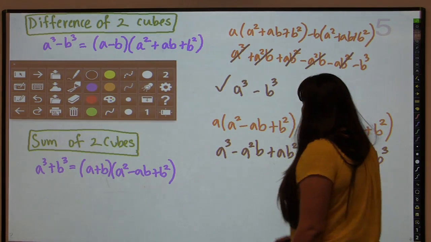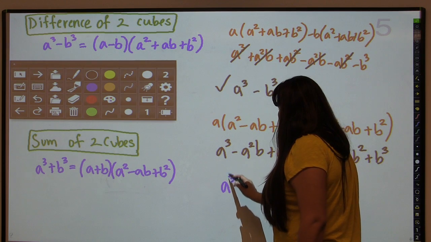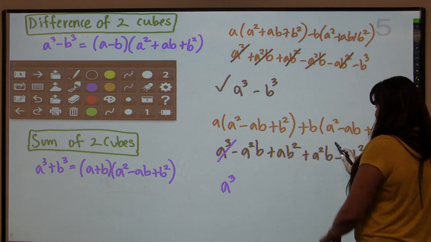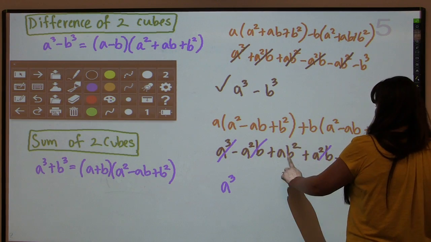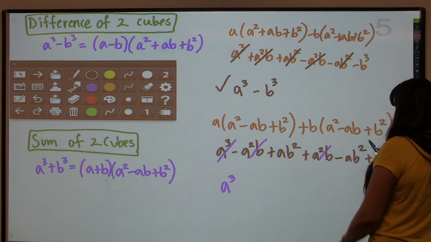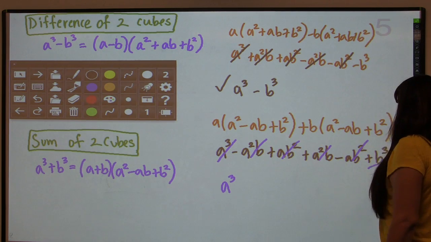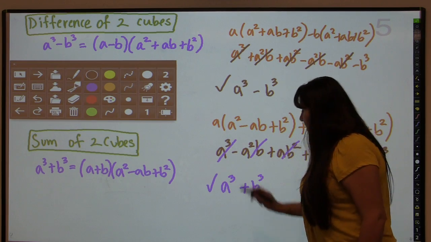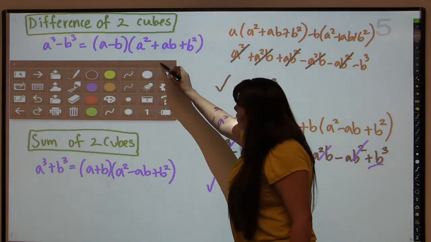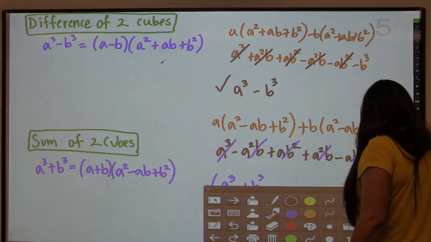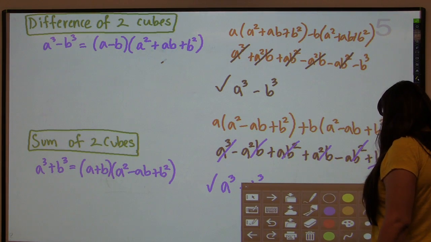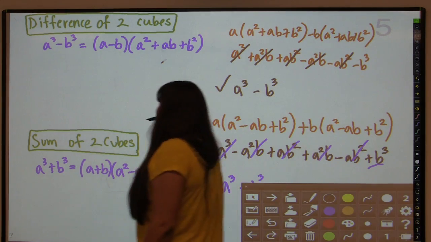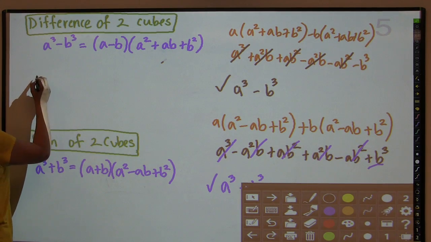Then we want to combine our like terms. We have a cubed right there. We have a negative a squared b and a positive a squared b, so they cancel. We have a positive ab squared and a negative ab squared, they cancel. And of course you're left with plus b cubed. And that is how we prove that guy. I will also give you one other, not really a hint, it's more of a tip, I guess. An easy way to remember the formulas is this thing called SOAP.